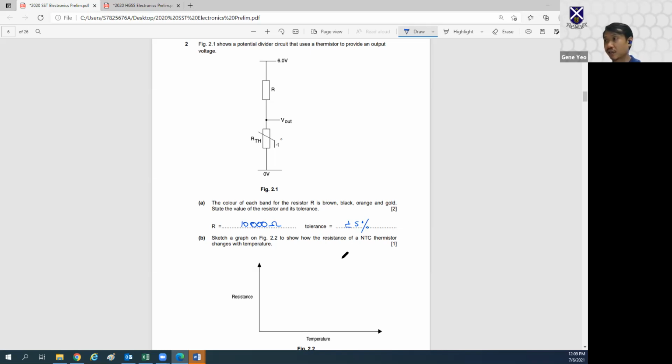Sketch on a graph the resistance of an NTC. NTC stands for negative temperature coefficient. What this means is that as the temperature rises, the resistance drops. So this is how it will look. As usual, please draw this with a pencil.